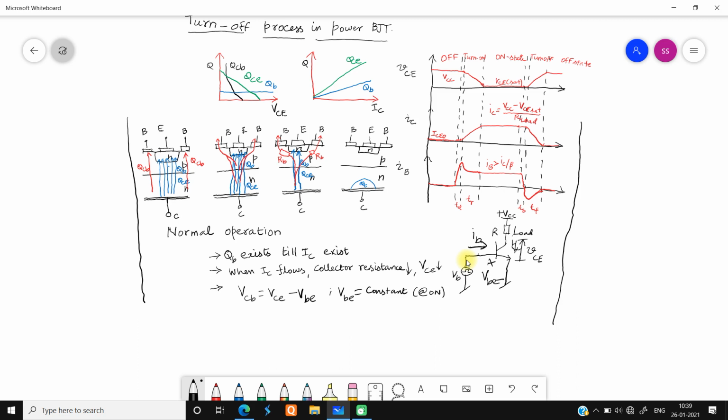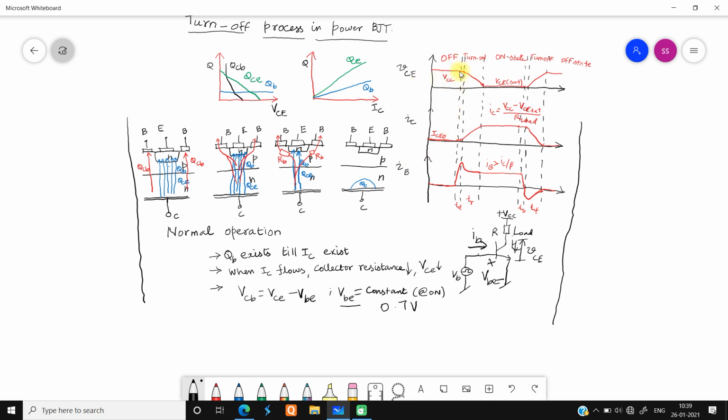Since this is going to be a constant voltage, for silicon it is 0.7 volts. Since we are increasing the VCE, we will have the IC increased. Since IC is increased, at first the QCB charges will be accumulated, and afterwards the QCE and the QB charges are going to be accumulated. It is for the turn on process.